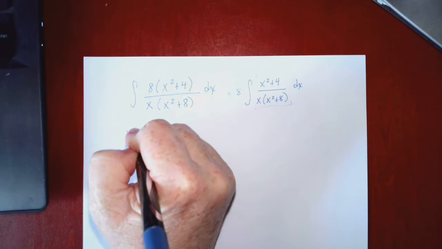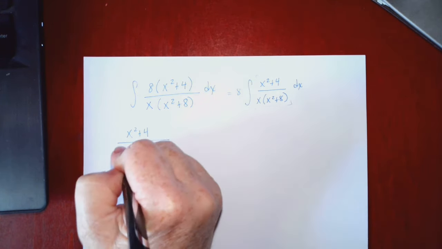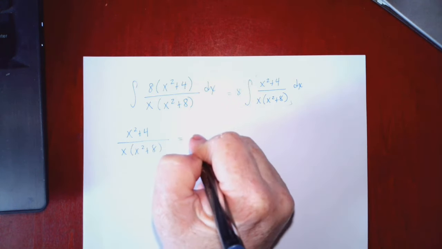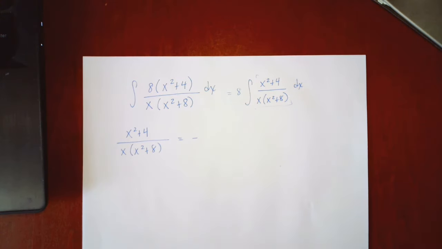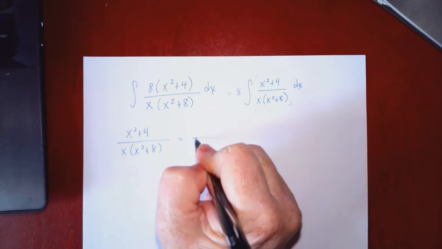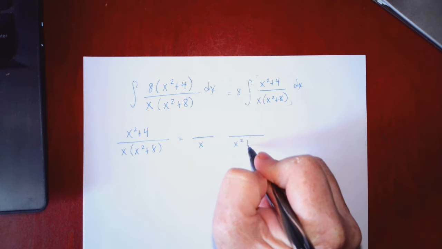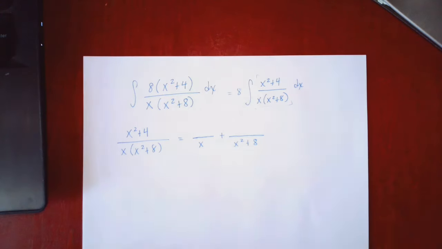So I have x squared plus 4 over x times x squared plus 8. How many fractions do you think I'll need in my decomposition? I have a linear factor of x, and I have an irreducible quadratic of x squared plus 8. And those are the only factors that I have in that denominator.